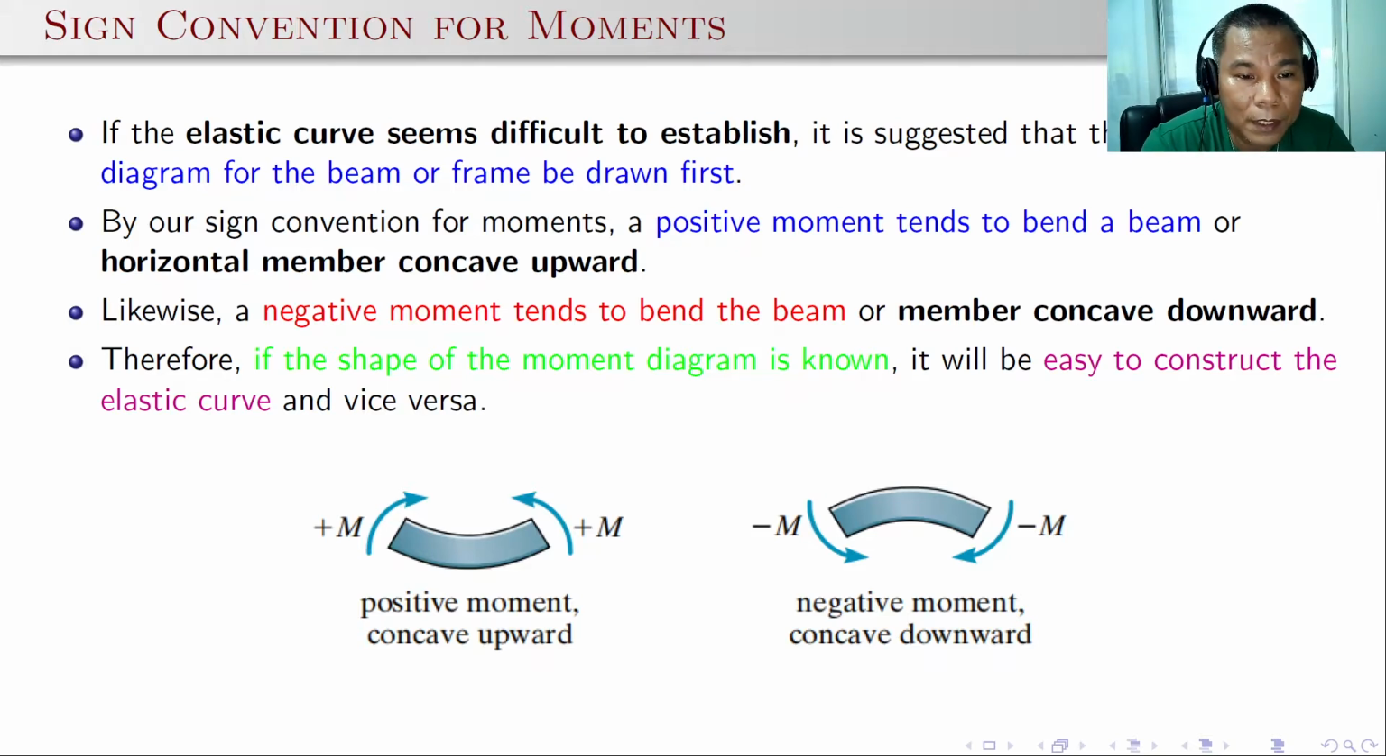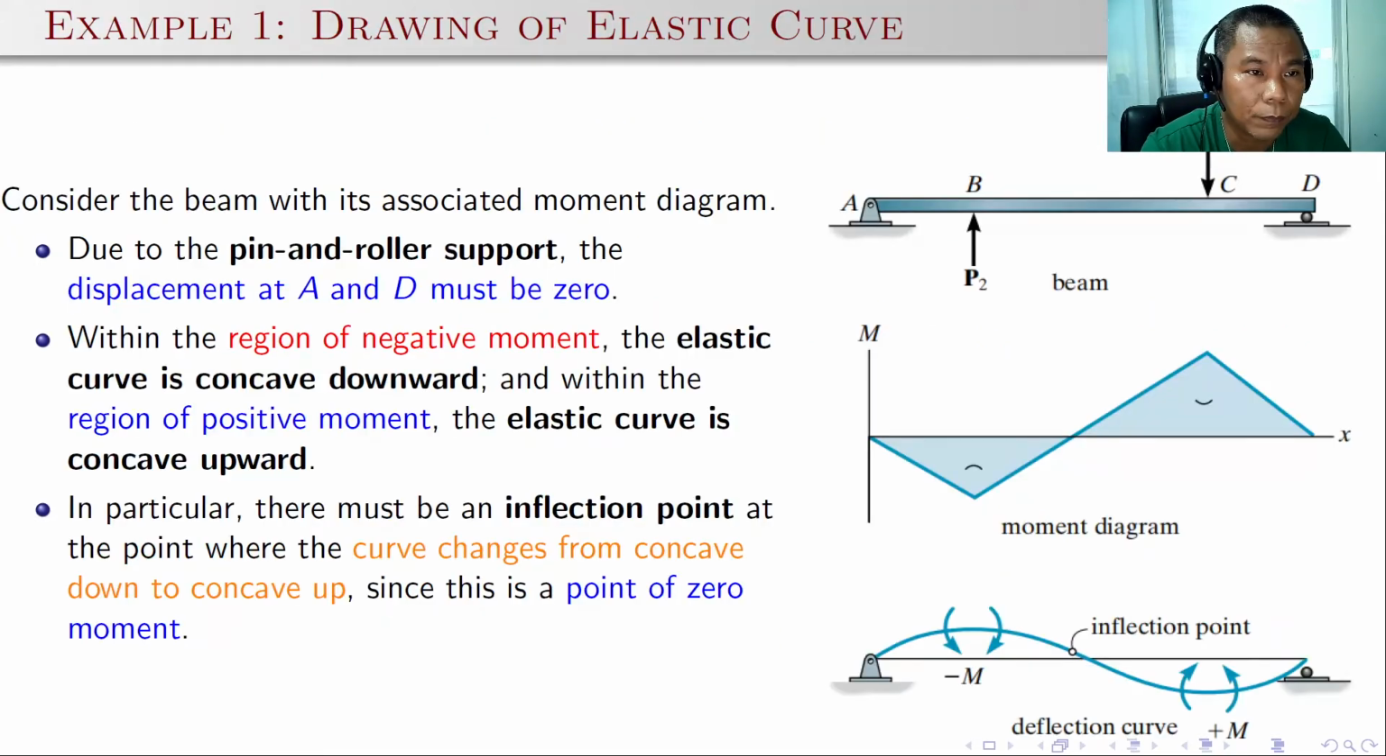Therefore, if the shape of the moment diagram is known, then it will be easy to construct the elastic curve and vice versa. So normally we have to look into the supports, then the moment diagram, then we can finally finish drawing the elastic curve. Here is an example of drawing the elastic curve.